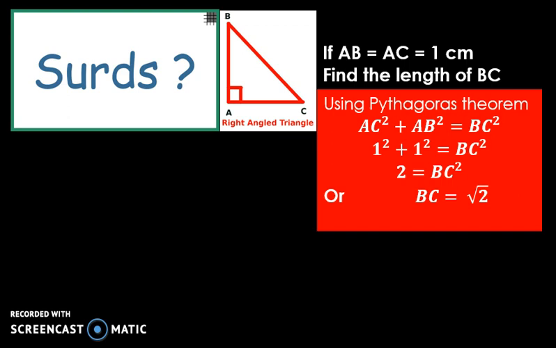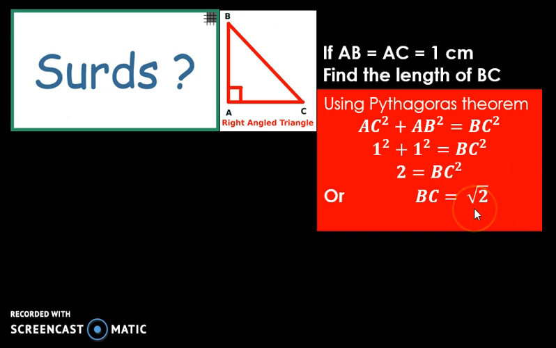So using Pythagoras theorem, we can say AC square plus AB square equals BC square. BC is the hypotenuse. So AC is 1, AB is also 1. So 1 square and 1 square is BC square. So 1 plus 1 is 2. 2 equals BC square. So BC is square root of 2.